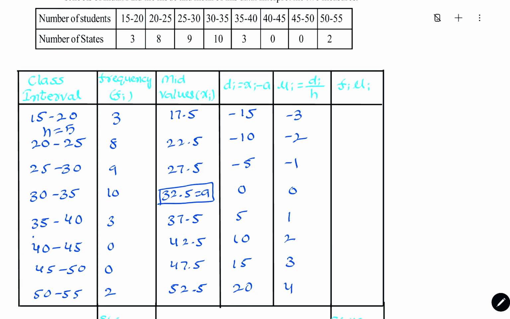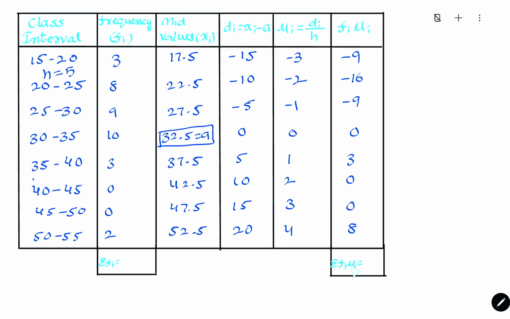Now multiply fi into ui. Here 3 into minus 3 is minus 9. 8 into minus 2 is minus 16. 9 into minus 1 is minus 9. 10 into 0 is 0. 3 into 1 is 3. Here 0 into 2 is 0. 0 into 3 is 0. 2 into 4 is 8. Now find sigma fi ui.